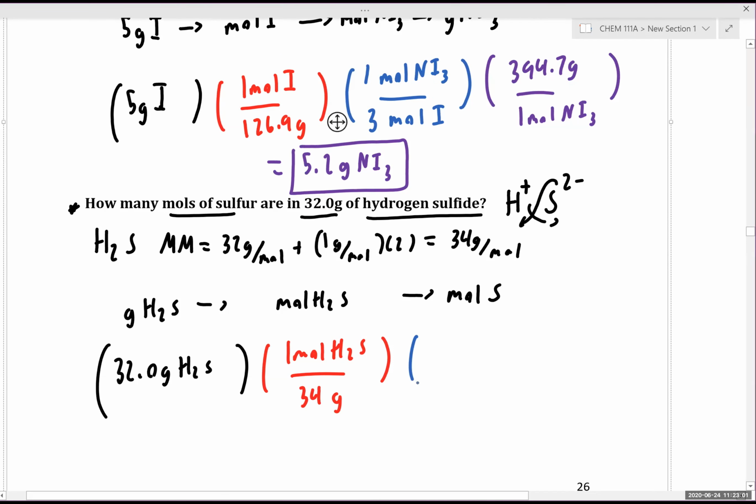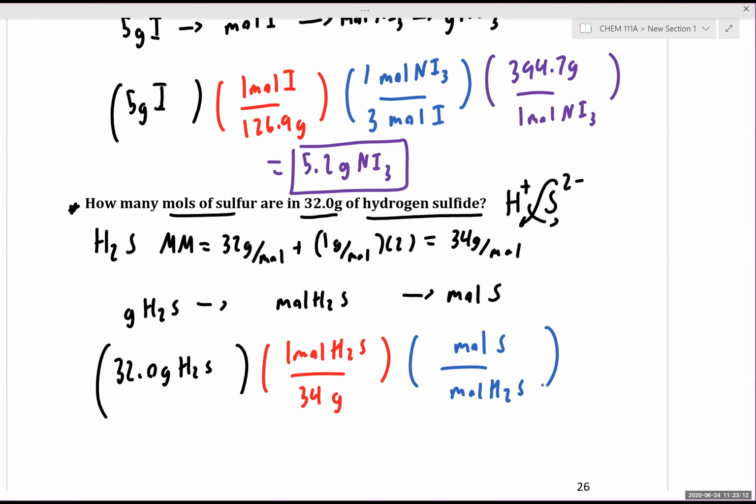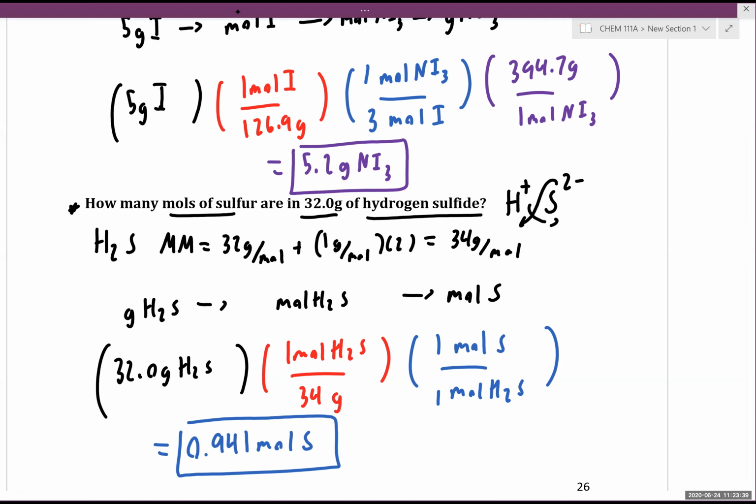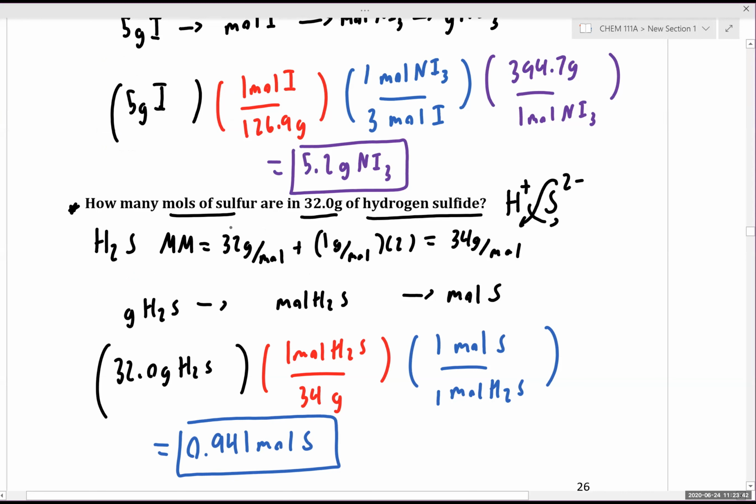And now to finish off this problem, how many moles of sulfur do we have per mole of hydrogen sulfide? What is our mole to mole ratio in this case? How many moles of sulfur do we see? 1-to-1. Yep, exactly right. So if we punch this into our calculator, we get 0.941 moles of sulfur. Any questions on these examples?